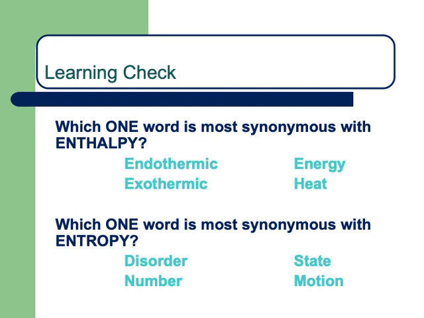The next question is, which one word is most synonymous with entropy? Disorder, number, state, or motion? You should automatically think of disorder. Entropy should be affiliated with disorder, enthalpy with heat.